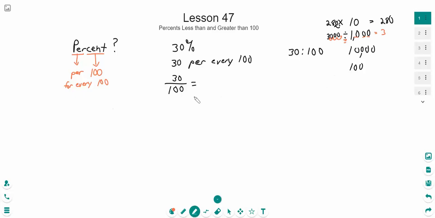Okay, very good. So that should make this part very simple. 30 divided by 100, we're dividing it by a 1 with 2 zeros, so we need to move this decimal point twice to the left because we're dividing.